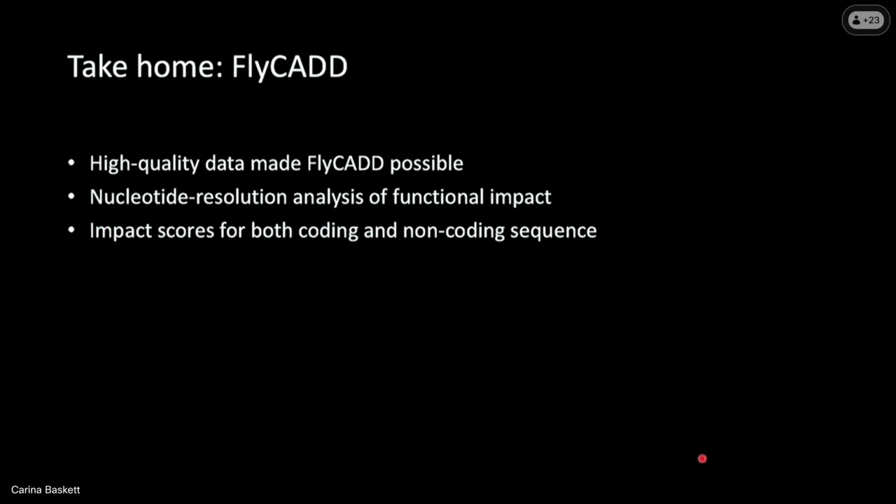So basically, this is what flycat is. And it has been possible to make flycat because for Drosophila melanogaster, there's all these high quality genome sequence data and annotations available. And what it does is that it allows for a better nucleotide resolution analysis of functional impact.